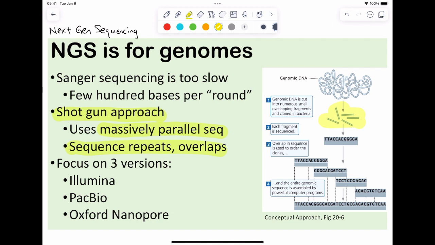This is only done by computer. You do not do this by hand. You do not do this by looking at the sequences. This is all done by computer.